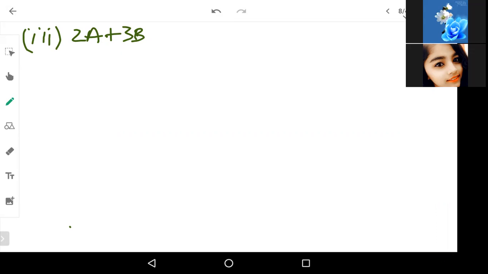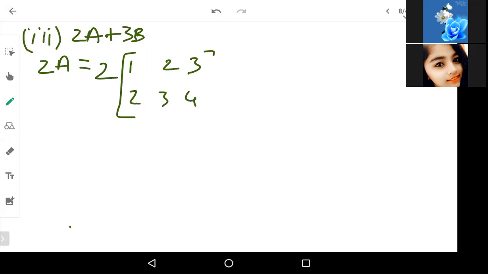Okay. Now 2A is equal to, this is known as scalar multiplication, where one number is being multiplied throughout the matrix. For all the elements in the matrix, we multiply it with only one number. So 2 into, what is the matrix A? 1, 2, 3, 2, 3, 4. Okay, so this is a scalar multiplication. Now, how do we multiply this?